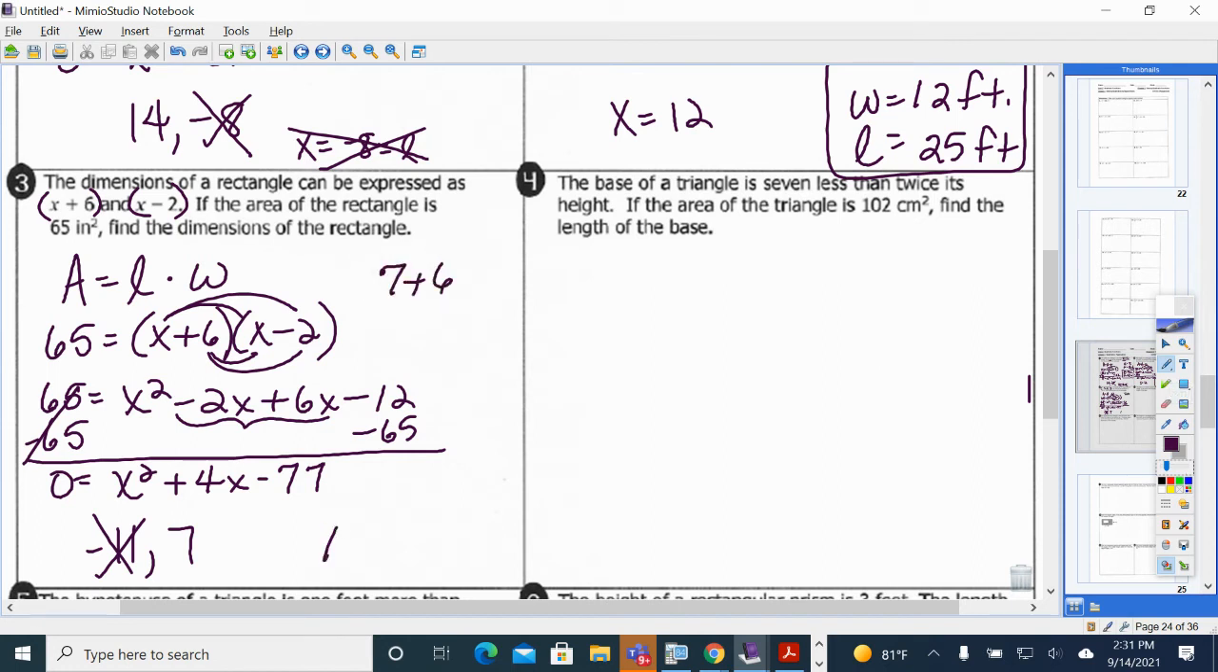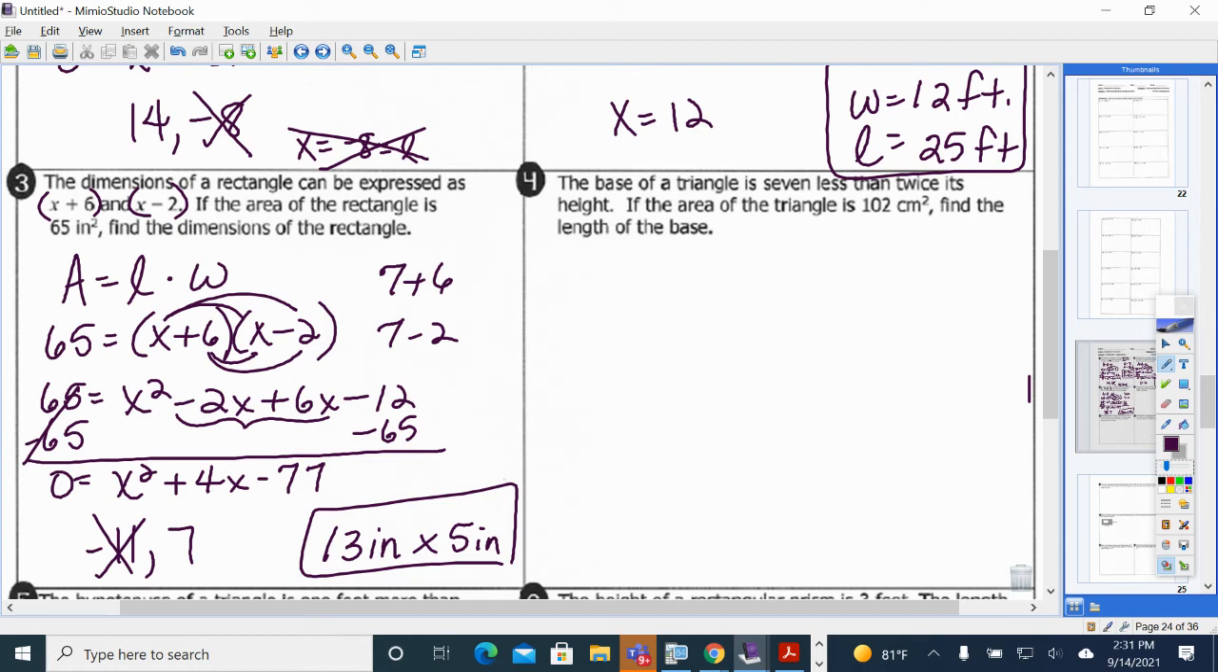7 plus 6 is 13. So that's 13 inches. What is 7 minus 2? And that's 5 inches. So the dimensions of that rectangle are 13 by 5.